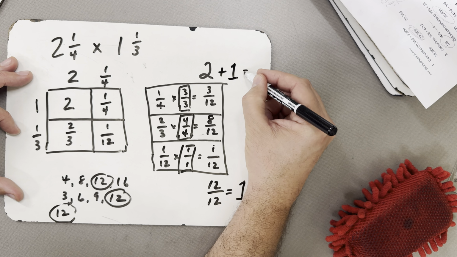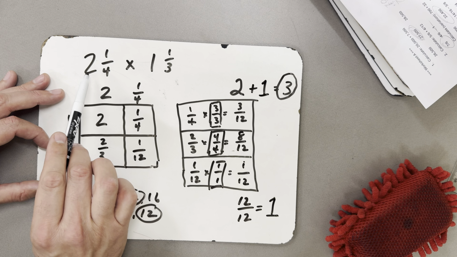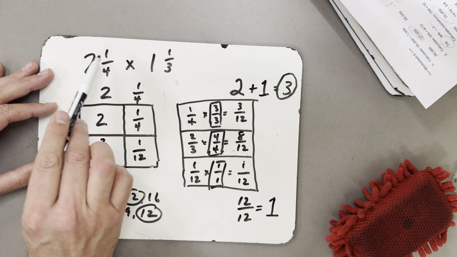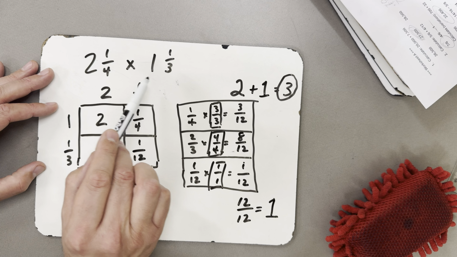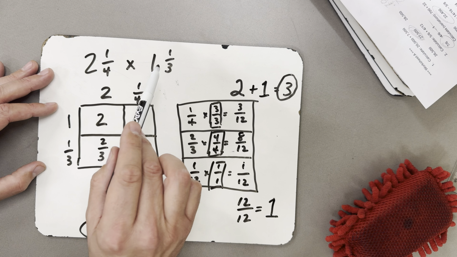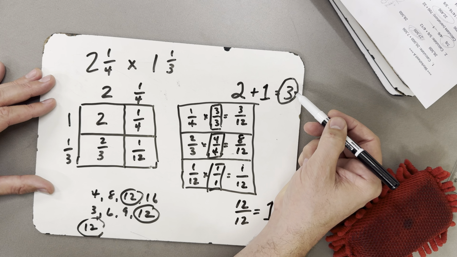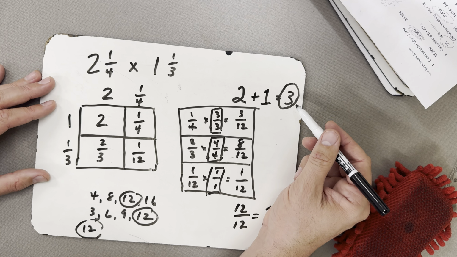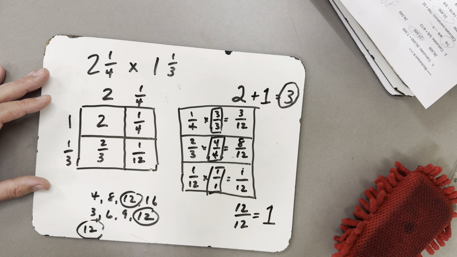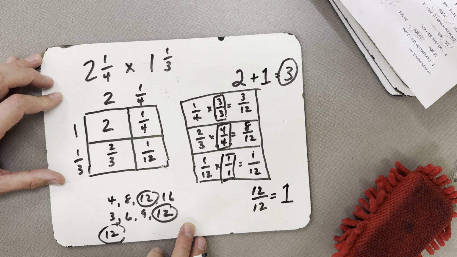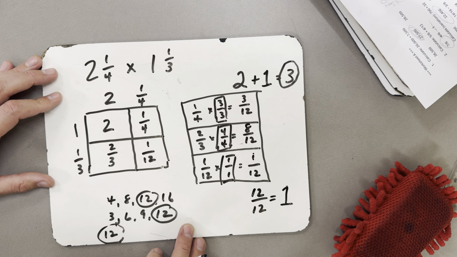2 and 1/4 times 1 and 1/3 is 3. And that makes sense, right? 2 times 1 is 2. So 2 and a little more and 1 and a little more, so like 2.5. Anyway, it makes sense that it's 3. If you get some weird answer like 30, you've gone wrong somewhere. So that, believe it or not, is one of the easiest ways that it can happen, okay?